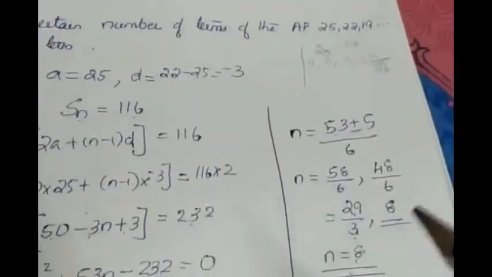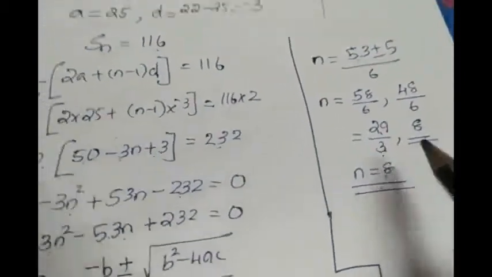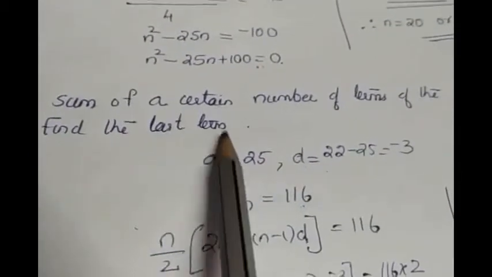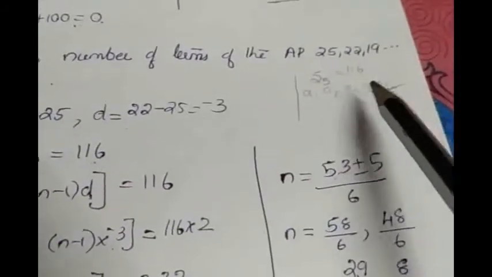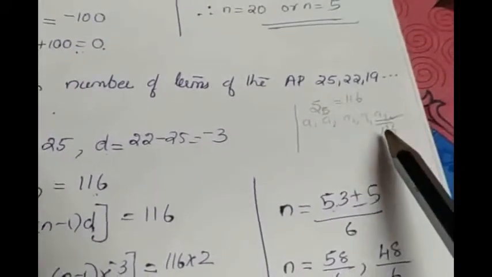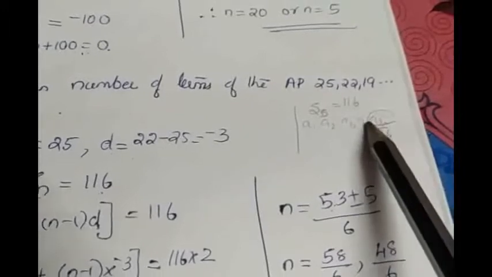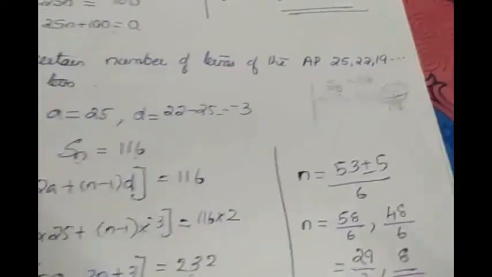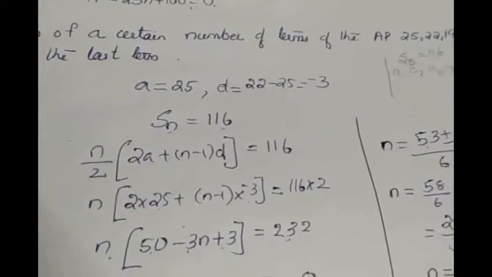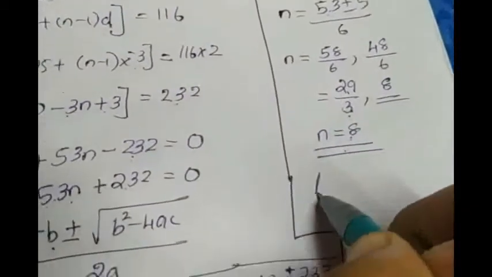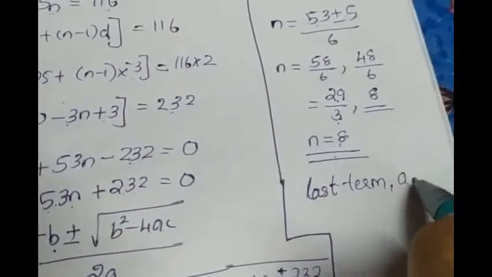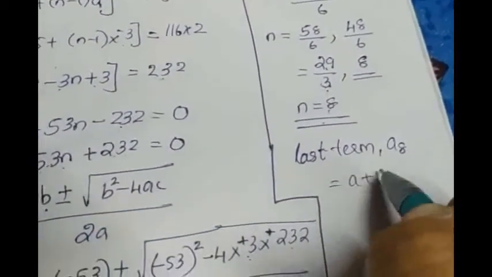Same way, we got the value of n as 8 and Sn was given as 116. And the question is to find the last term. Here, if S5 was given as 116 and the last term is what we have to find, we will be finding A5. Same way, here S8 is given as 116. So the last term means it will be the 8th term. So last term is equal to 8th term. A8 is equal to A plus 7 into D.